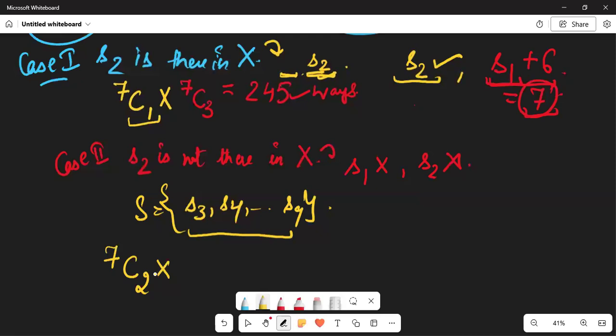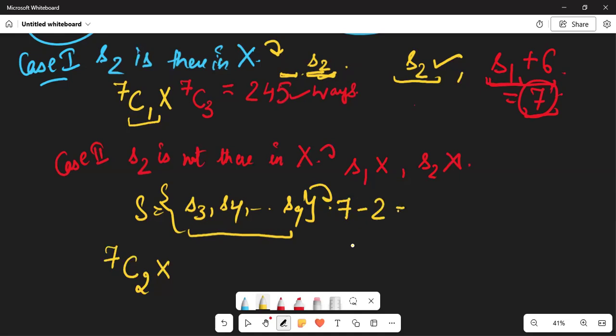Now it's Y's turn. While selecting students for Y, now we have to take care of S2, because S2 is not yet there in X. We have not selected S2 in X. So now S2 should be taken care of. But how many students do we have now? Since we have already taken out 2 students from the set S, initially we had 7 students.